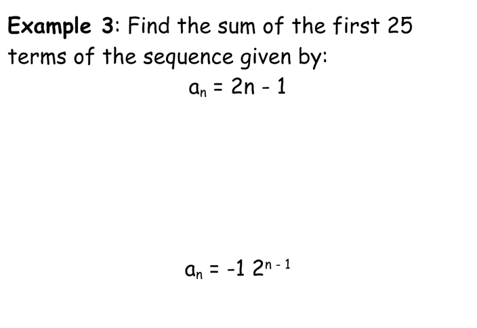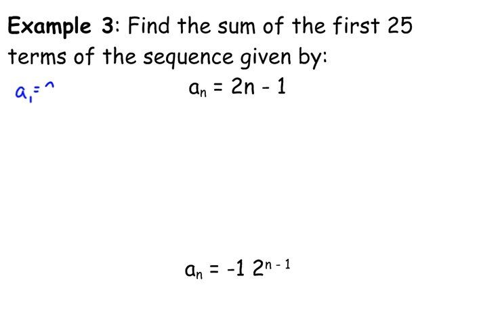Now, looking at the equation, what type of sequence are we talking about? Arithmetic or geometric? Arithmetic. Okay, this equation right here is an arithmetic sequence. 2n minus 1 is arithmetic. Now, you may not be able to pick out all the pieces that you need. So, my suggestion is just start writing the first few terms.